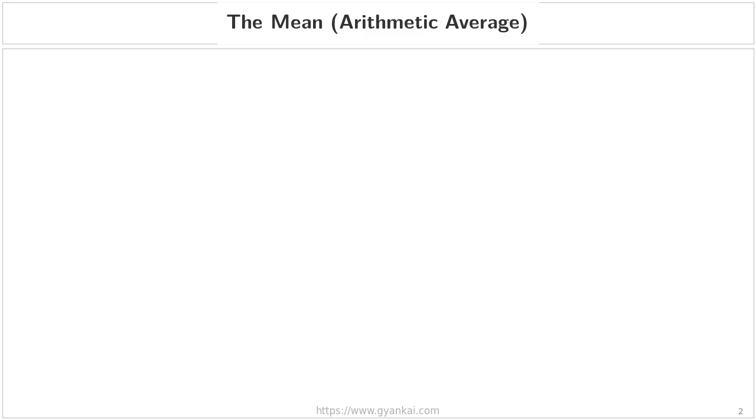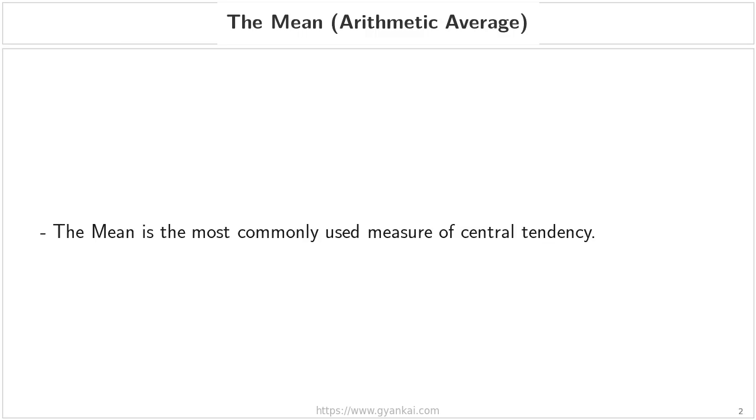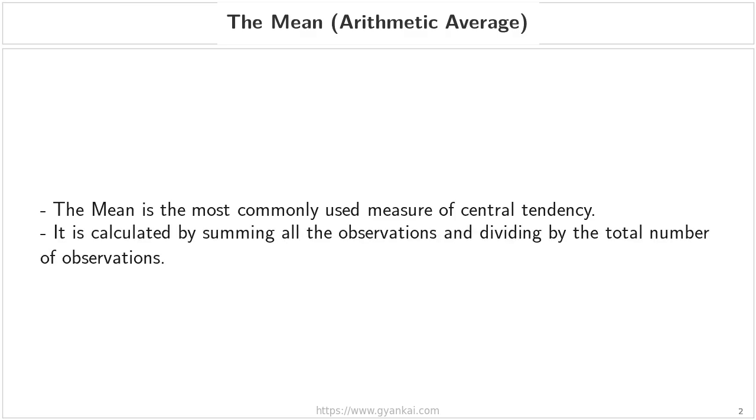The mean, arithmetic average. Now that we've established what a measure of central tendency is, let's dive into our first specific measure, the mean, which you might also know as the arithmetic average. The mean is undoubtedly the most commonly used measure in statistics. To find it, the process is quite straightforward. You simply sum up all the individual observations in your dataset and then divide that total sum by the total number of observations you have.